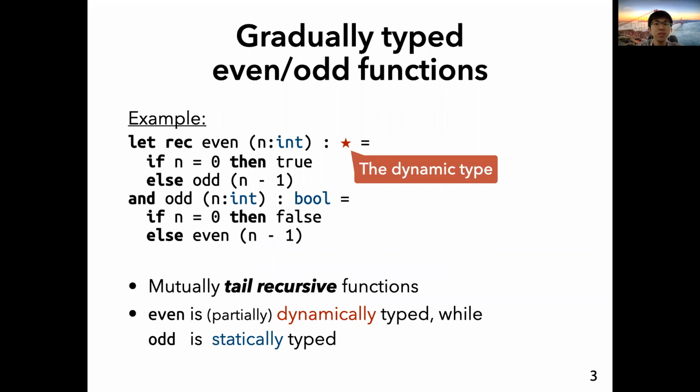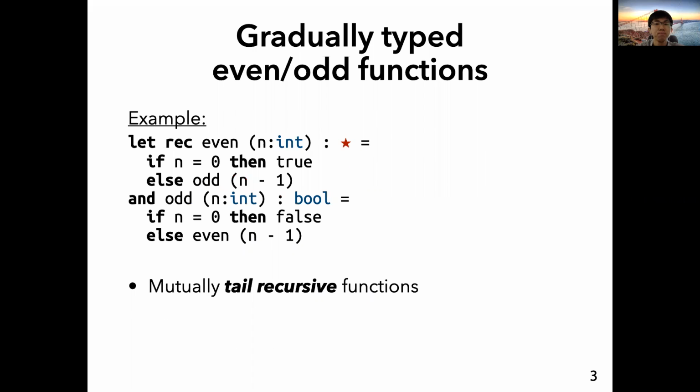Let's consider this gradual type program. This example program shows well-known functions that compute whether a given number n is even or odd by mutual tail recursion. This program is expected to run efficiently thanks to tail call optimization.